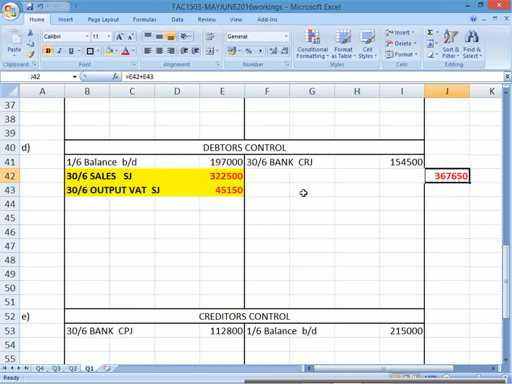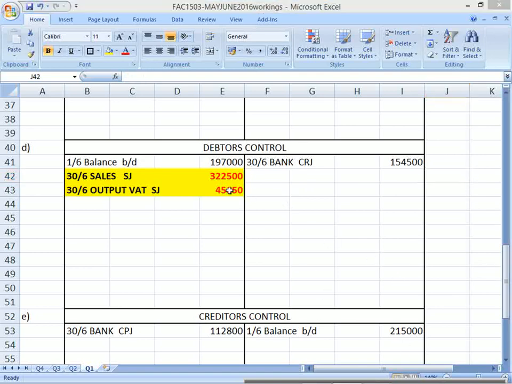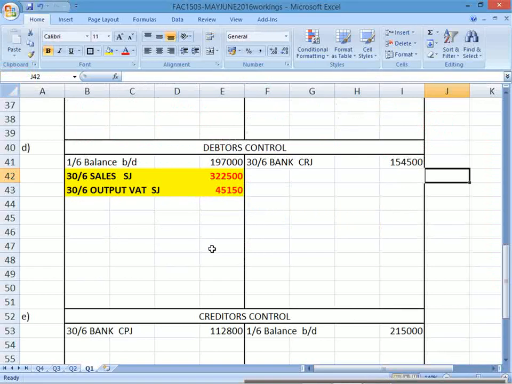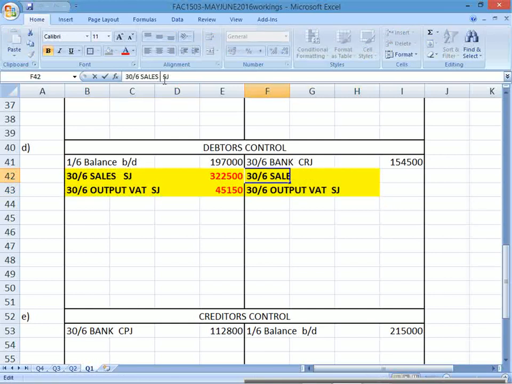Just something additional. Sales returns. What is this going to do to my debtors? It's going to decrease my debtors. Do you agree? Because the customers are returning. Happy with that? Great. So, debtors control, sales returns, from the sales returns journal. Output VAT would be reversed out.